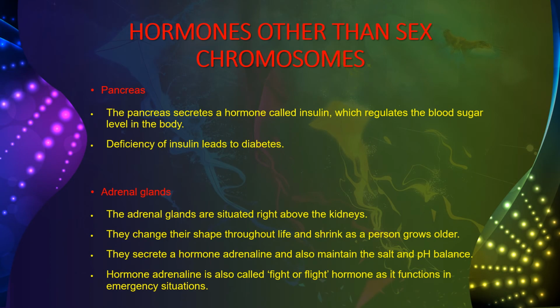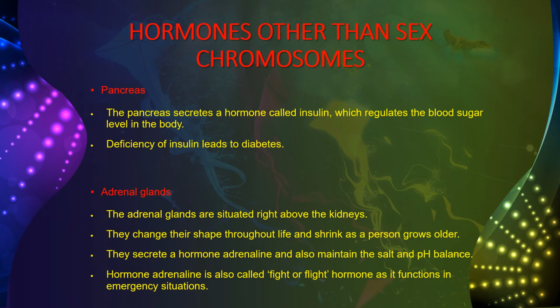The next gland is the pancreas. Pancreas acts as an endocrine gland as well as an exocrine gland. Pancreas is just below the stomach in our body, and it secretes the hormone called insulin. The function of the insulin hormone is to lower the blood sugar level, or blood glucose level. So deficiency of insulin hormone in the body causes a disease known as diabetes.